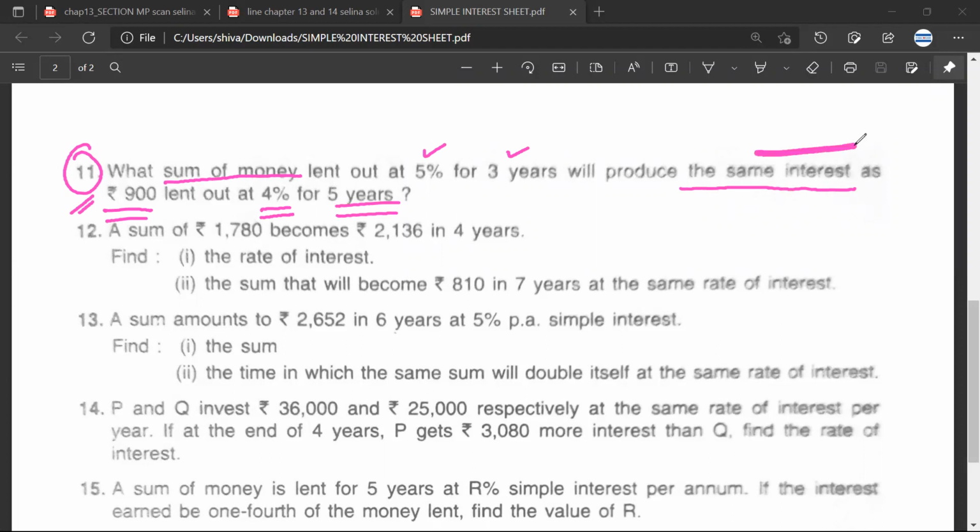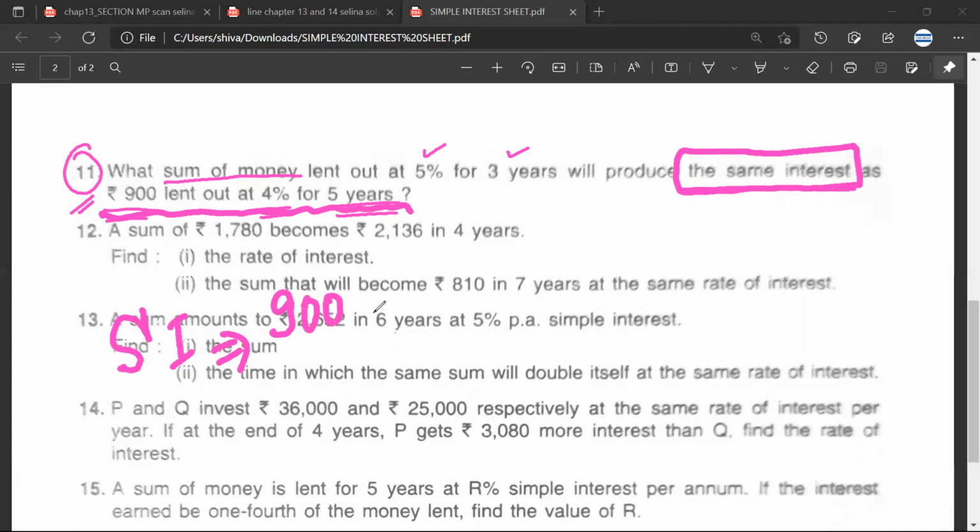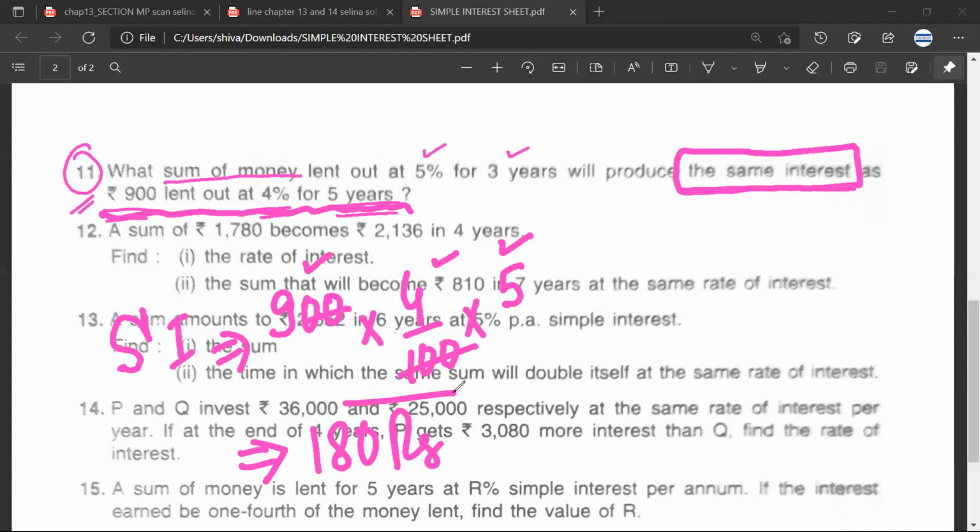Yes, sir. So first we'll find out the SI for the second part. So SI equal to 900 into 4 into 5 upon 100. So this is the principal, this is the rate of interest, this is the time. Is it correct? Yes, sir. So this would be 5 for the 20. 20 into 9 is 180 rupees. So your interest is 180 rupees. Okay, what next?